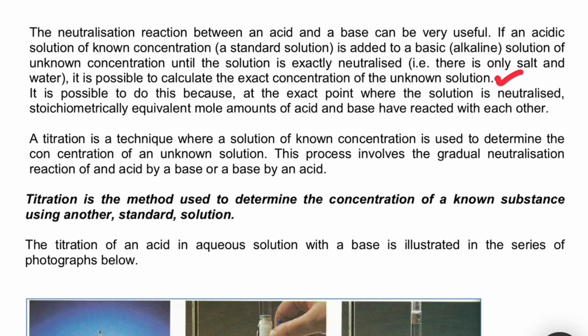Titration is a technique where a solution of known concentration is used to determine the concentration of an unknown solution. This process involves the gradual neutralization reaction of an acid by a base or of a base by an acid. So if you're given an acid with known properties, you can find the properties of an unknown base. And if you're given the properties of a base, then you can find the properties of an unknown acid using this reaction.